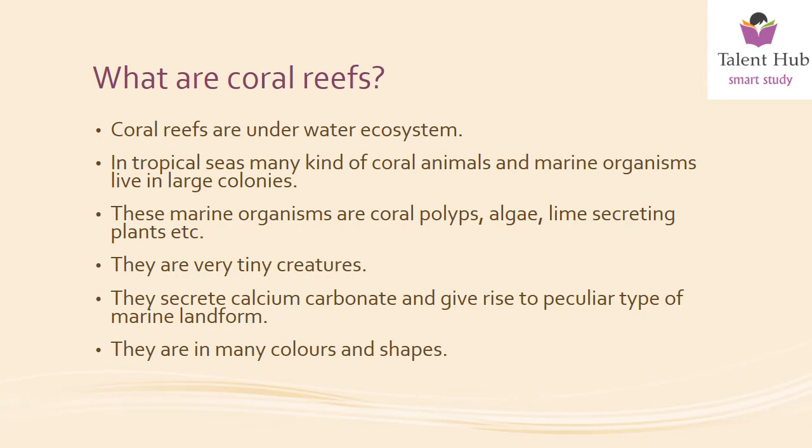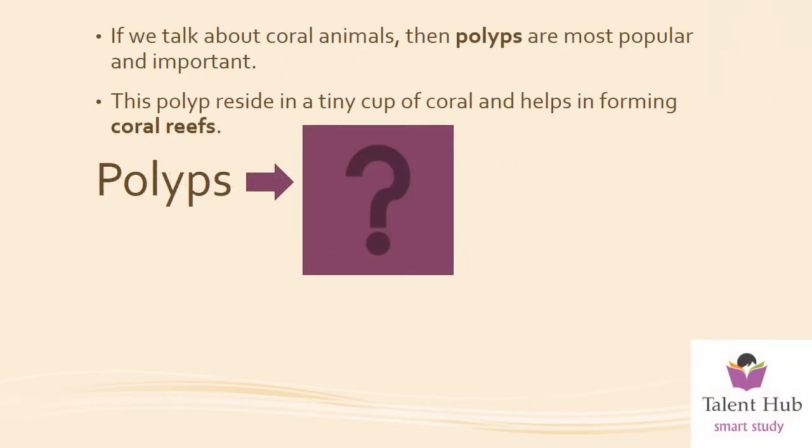Okay, they are in many colors and shapes, as you have seen in the image that this was very colorful. So it's because they are in many colors. If we talk about coral animals, then polyps are most popular and important, as I told you before. So this polyp reside in a tiny cup of coral and help in forming coral reefs. So these polyps are responsible for the formation of coral reefs.